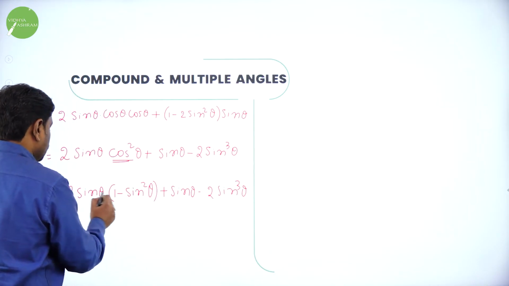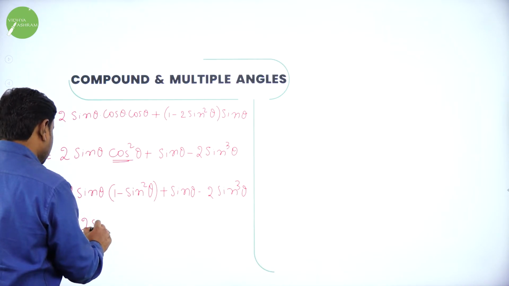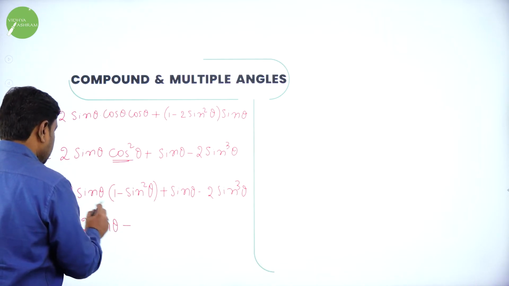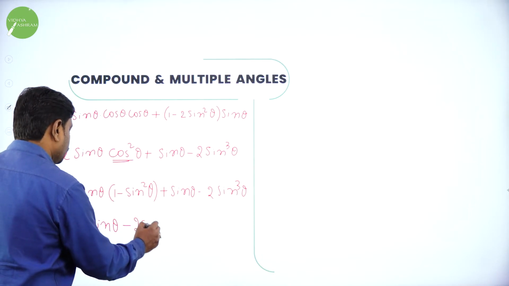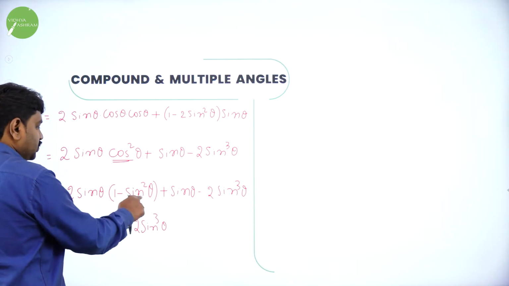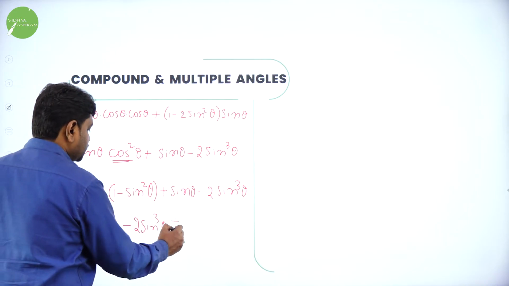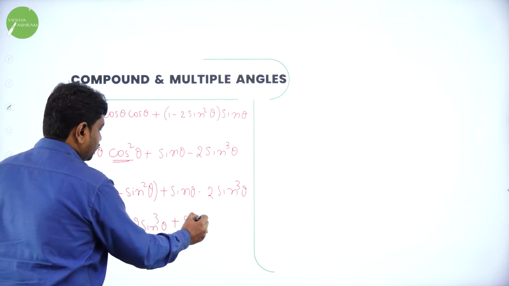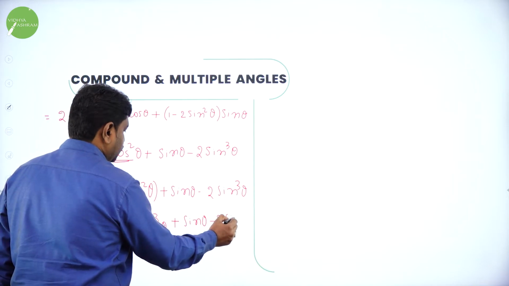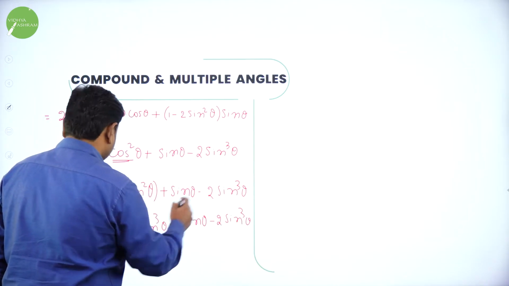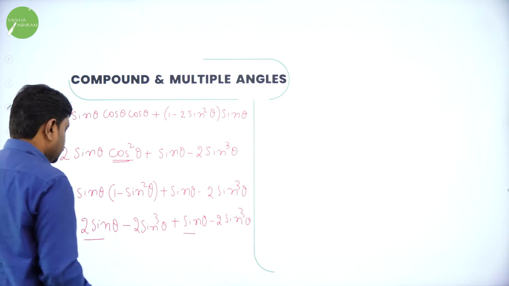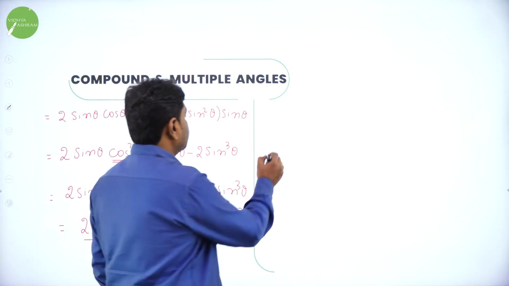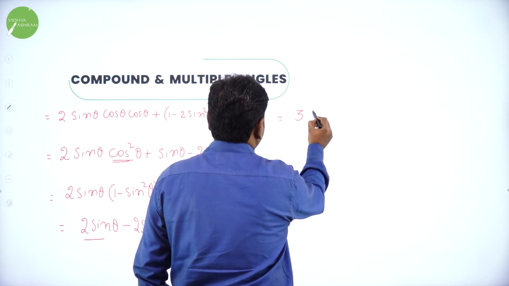Multiply this 2 into sine theta: 2 sine theta into 1 is 2 sine theta, minus 2 into sine theta into sine square theta becomes sine cube theta. Sine theta into sine square theta becomes sine cube theta, plus sine theta minus 2 sine cube theta. Now simplify the like terms. Here you can see 2 sine theta and here you have sine theta. 2 sine theta plus sine theta becomes 3 sine theta.